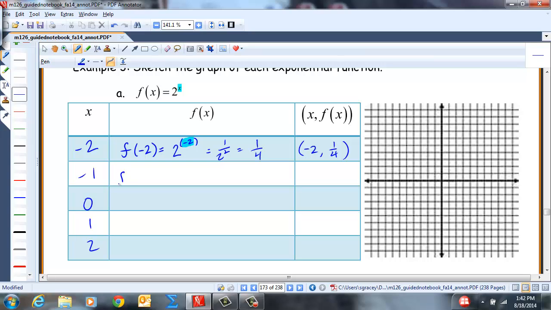And then f at negative 1 will be 2 raised to the negative 1, which will be 1/2. And then f at 0 is 2 raised to the 0, which is 1.